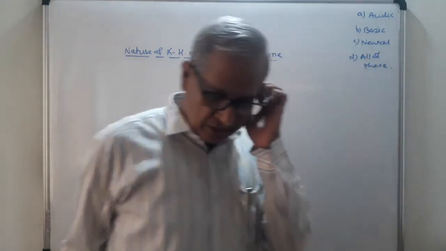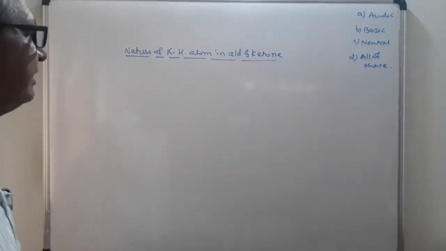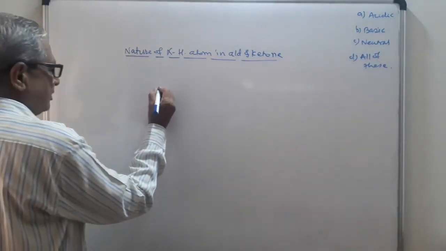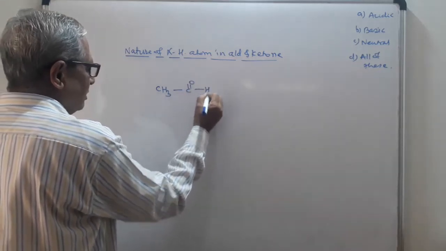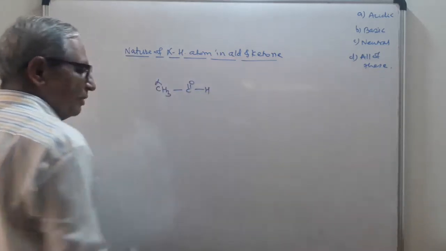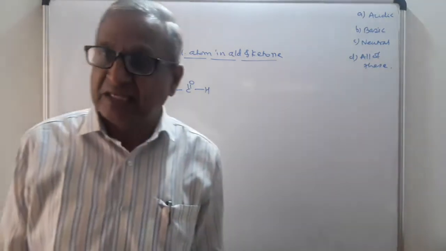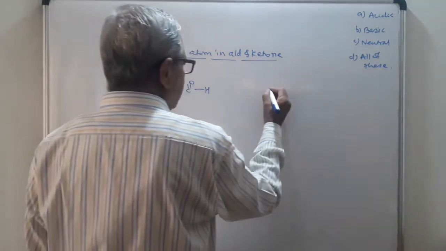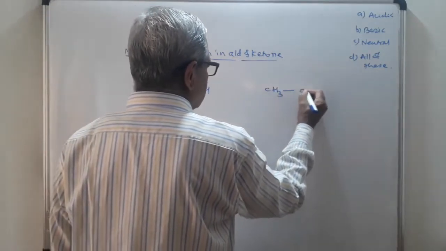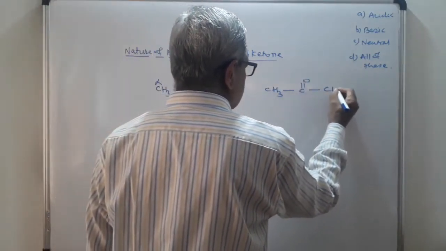So select the correct answer here. I will explain here. This is your aldehyde, CH3 C double bond O H. This is your alpha carbon atom. The particular name of this aldehyde is acetaldehyde. It is also known as ethanal. Now take one example of a ketone, acetone, CH3 C double bond O CH3.